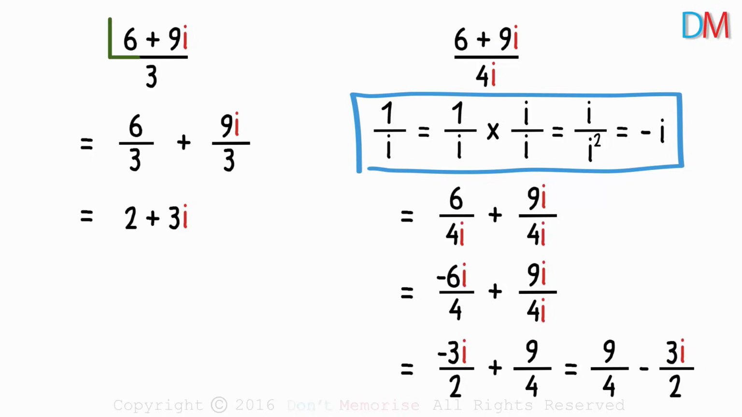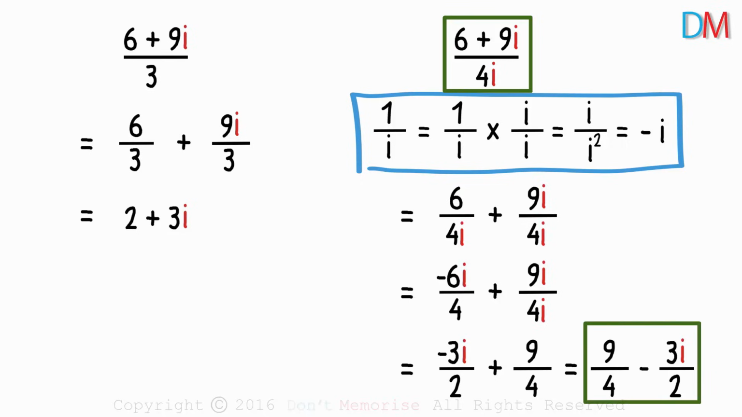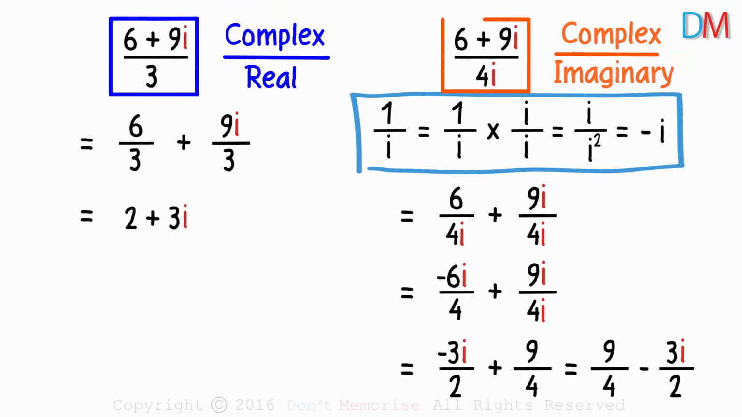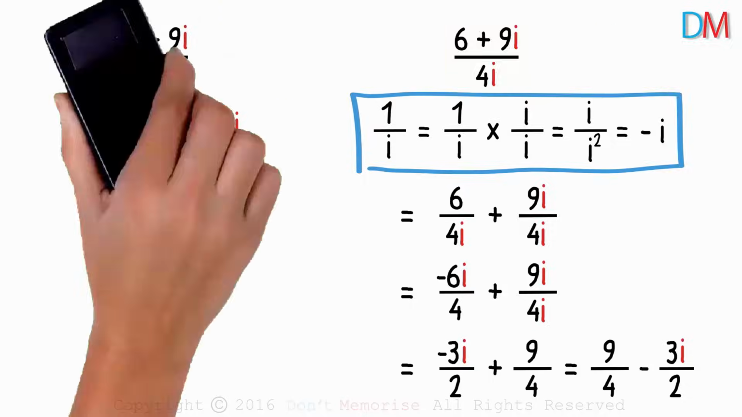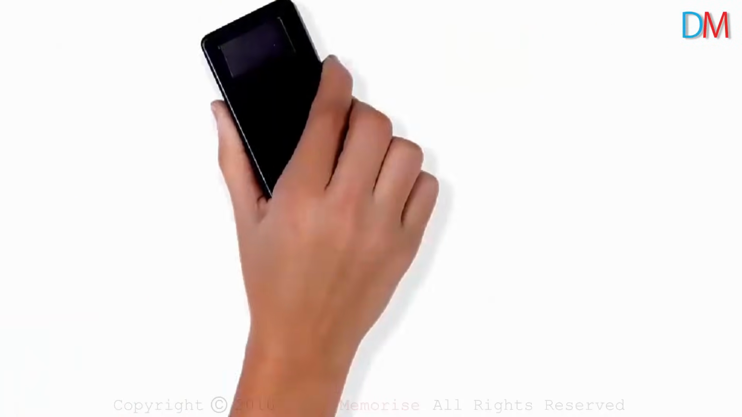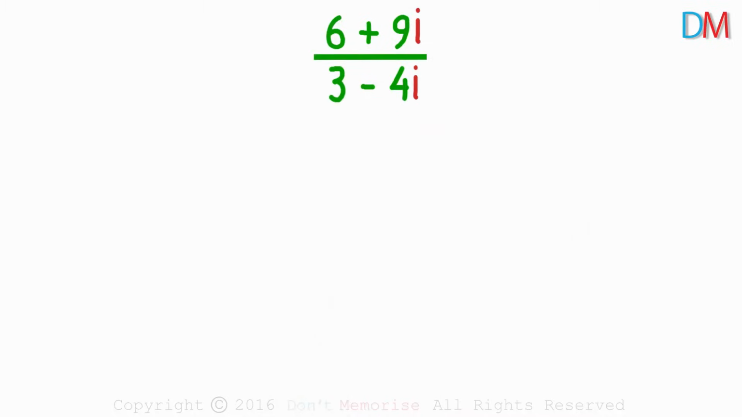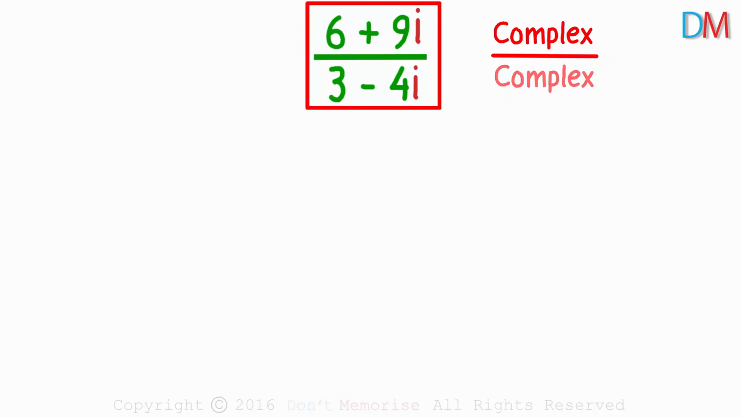So dividing 6 plus 9i by 3 gives us 2 plus 3i. And dividing 6 plus 9i by 4i gives us 9 over 4 minus 3i by 2. Clearly, dividing a complex number by a real number or an imaginary number is quite easy. How about dividing 6 plus 9i by 3 minus 4i? This is a case of a complex number divided by a complex number.